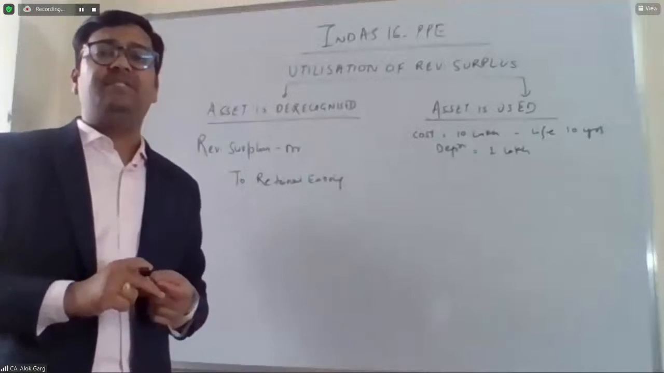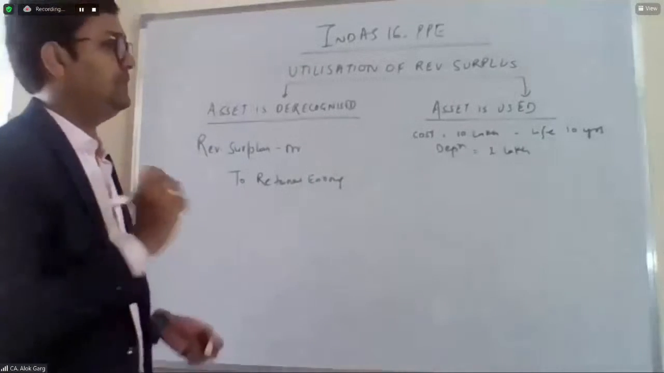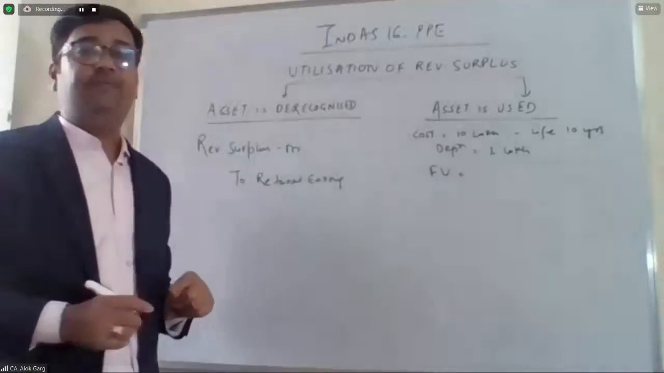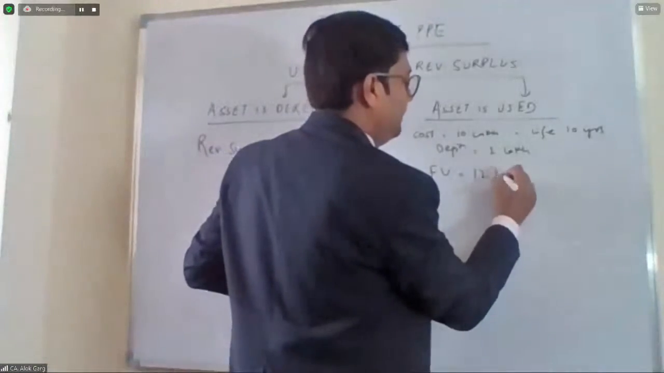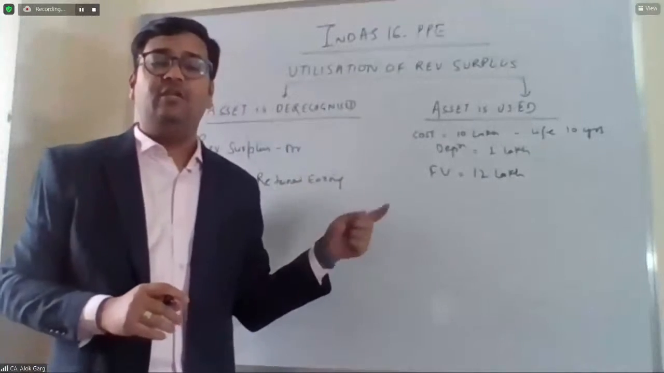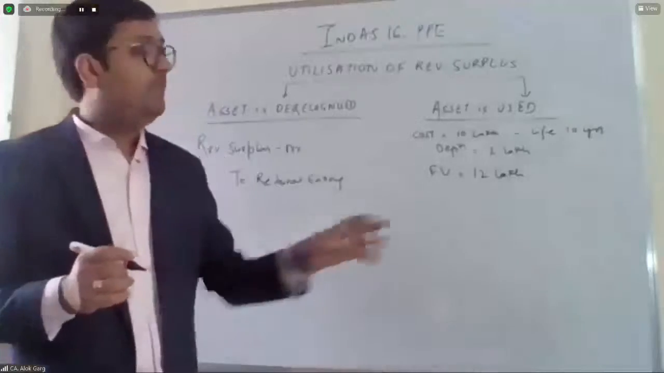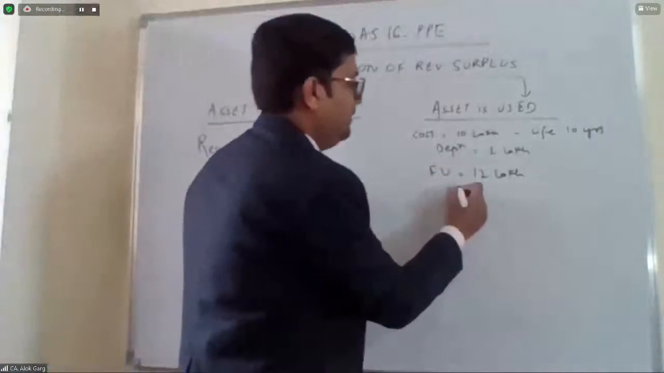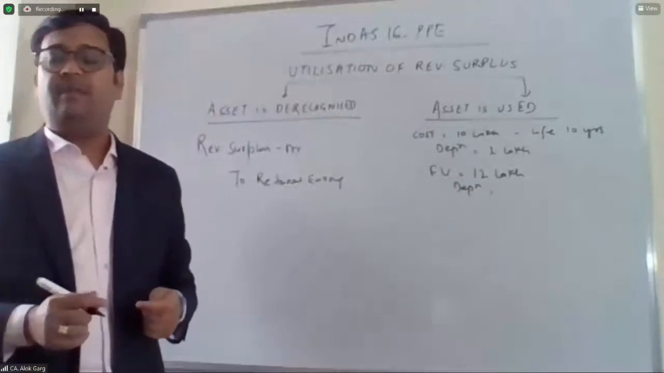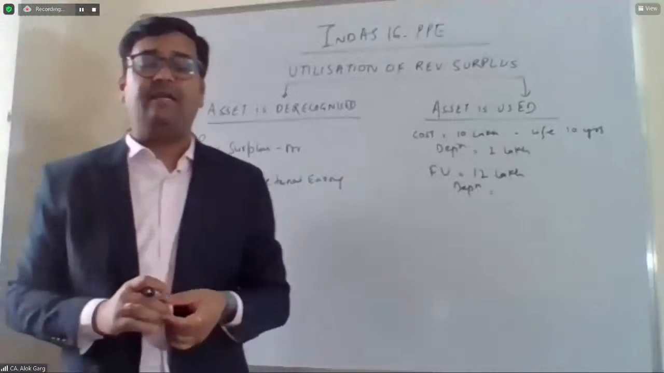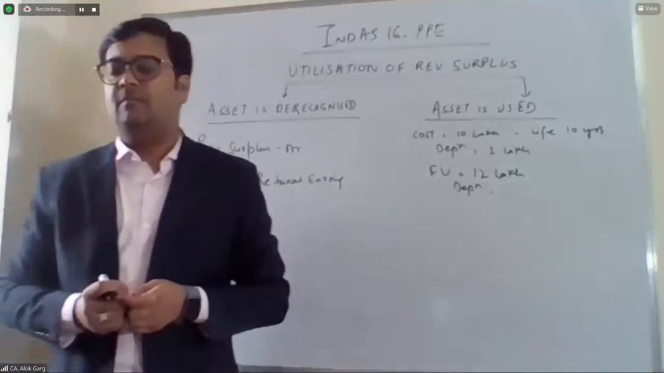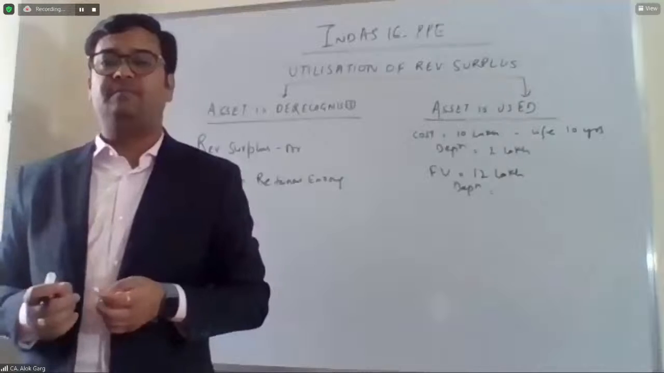So the company has done the fair valuation. By doing the fair valuation, let's say the fair value is 12 lakh. So the value of the asset will become 12 lakh. And according to 12 lakh, what is the depreciation? For example, life is 10 years only. If the value is 12 lakh, life is 10 years, then what is the amount of depreciation per year?